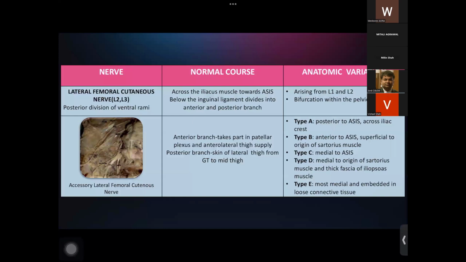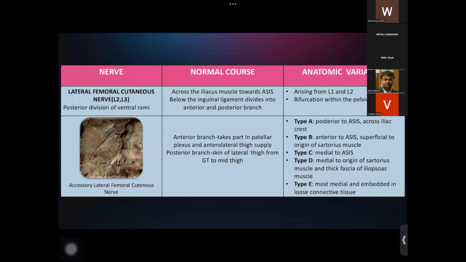It can have a varied anatomic course. Usually it crosses the iliacus muscle, it runs towards ASIS, passes below the inguinal ligament, and gives anterior and posterior branch. This is a normal course, but it can have a different course.